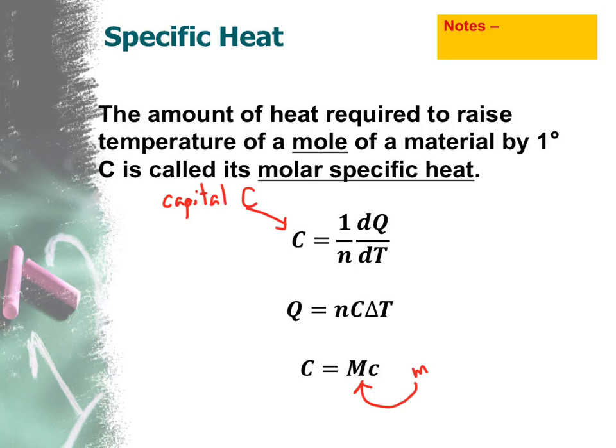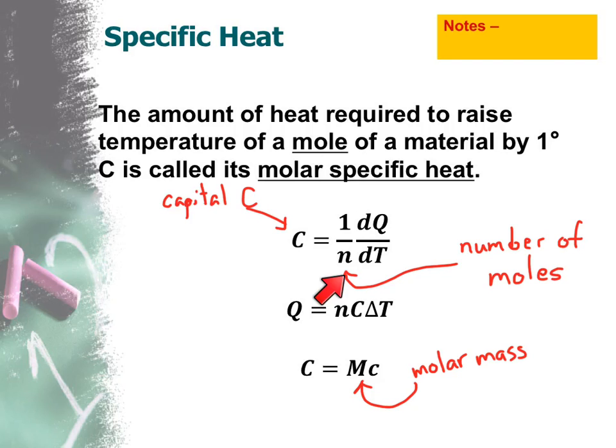And there is a relationship between molar specific heat and specific heat that's given by this equation, and this M is molar mass, that's the amount of mass in 1 mole, and N is your number of moles.